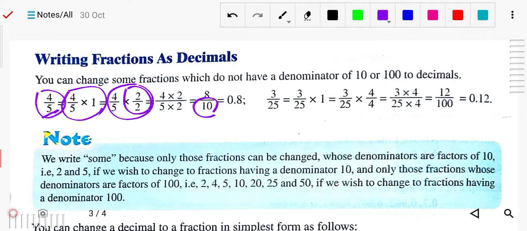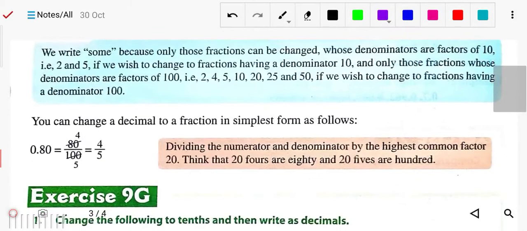So we will try to make the denominator 10. You can see here, now if you multiply by 2 the numerator as well as the denominator, the denominator became 10. So our first purpose is to make the denominator a multiple of 10, or 100, or 1000, or likewise. Then after that you can change it to the decimal. So this is the process we will follow to convert a fraction to a decimal.